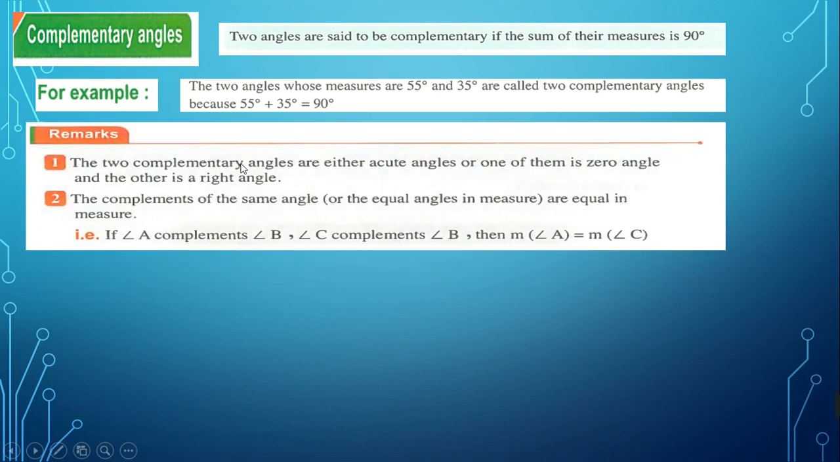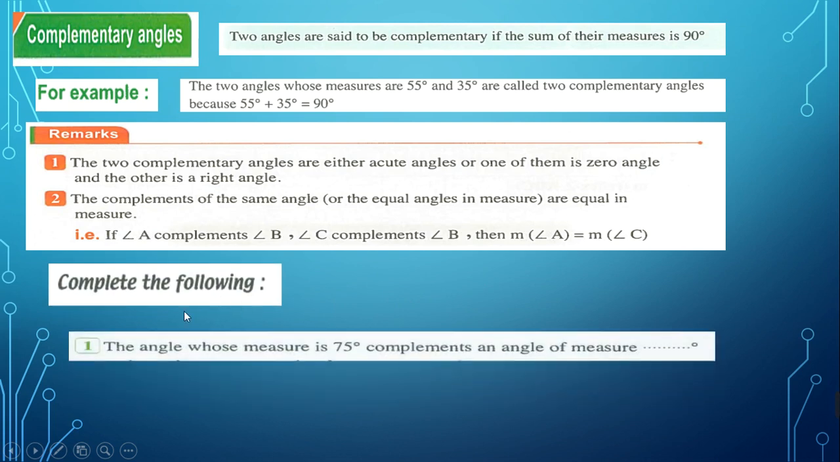Remark: the two complementary angles are either acute angles, or one of them is a zero angle and the other is a right angle. The complements of the same angle or of equal angles in measure are equal in measure. For example, A complements B and C complements B, يعني البي مشتركة. أنا أستنتج إيه؟ إن measure A equal measure C.